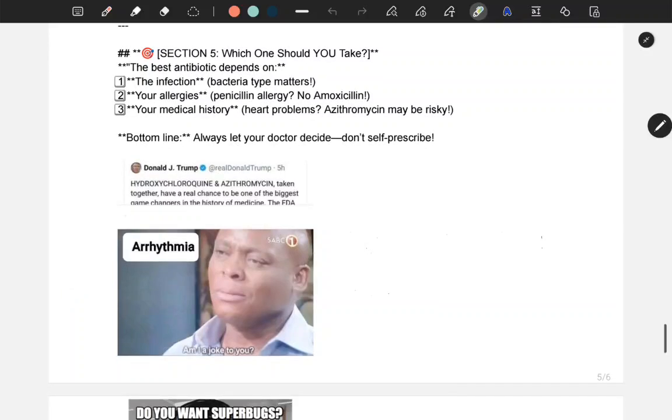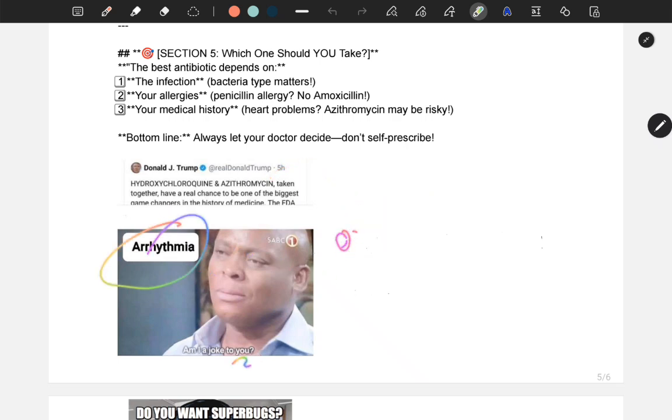Here, like in coronavirus, people were taking azithromycin. And why is it very important? Because they were very sick people, old age people with heart diseases. They were prescribed azithromycin like crazy. So that's why there's a meme: arrhythmia, QT prolongation.